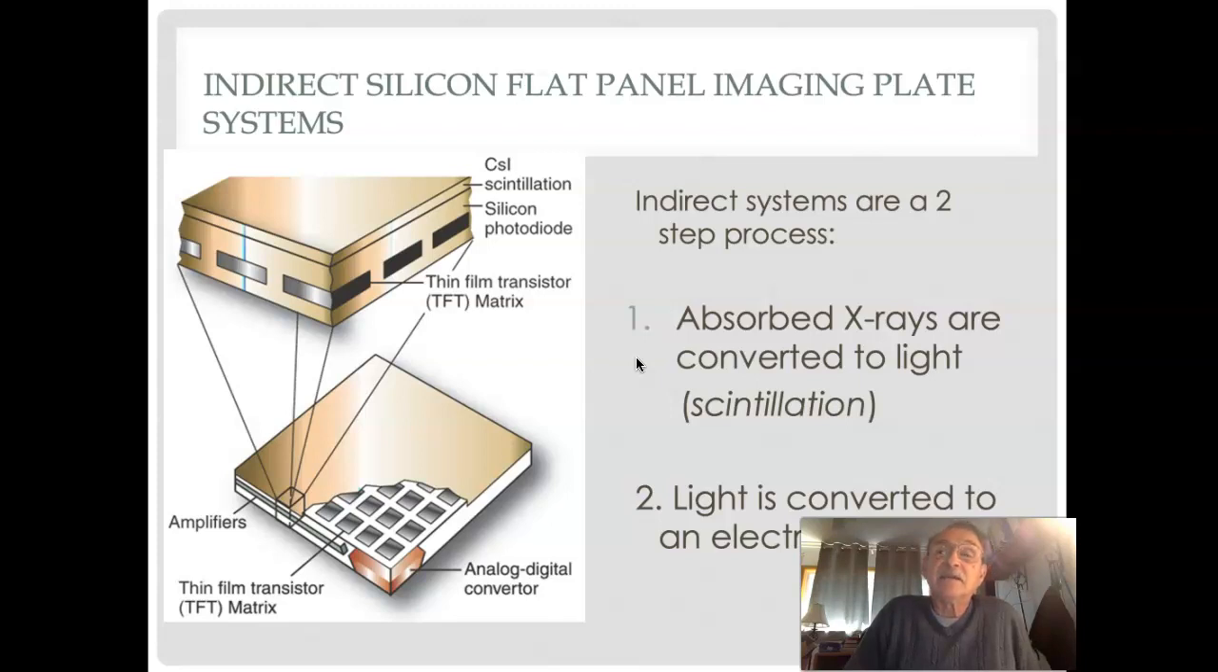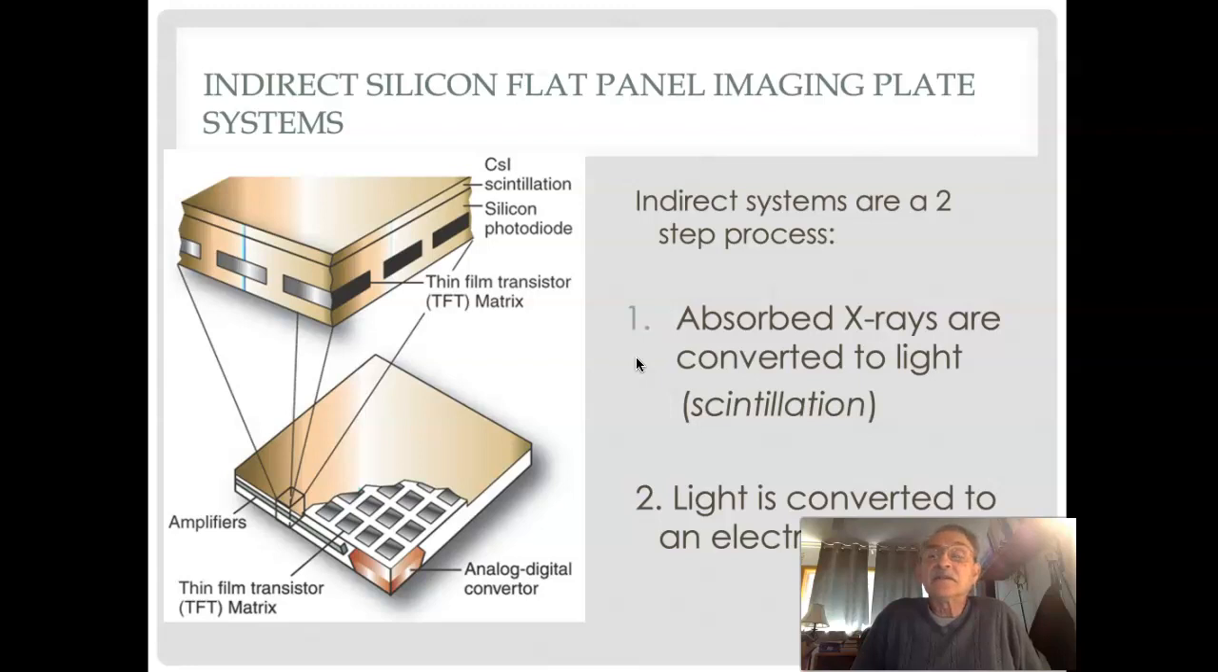The indirect is in some cases similar and in some cases extremely different. The indirect systems are a two-step process, not one step, not immediately turned into an electric charge, but in fact some light happens as an interim step. So the absorbed X-rays are converted to light, and this is called scintillation. So when we see the term scintillator or scintillation, then that is referring to the indirect process. And this light is then converted to an electric charge. So X-rays to light, and then light to an electric charge.